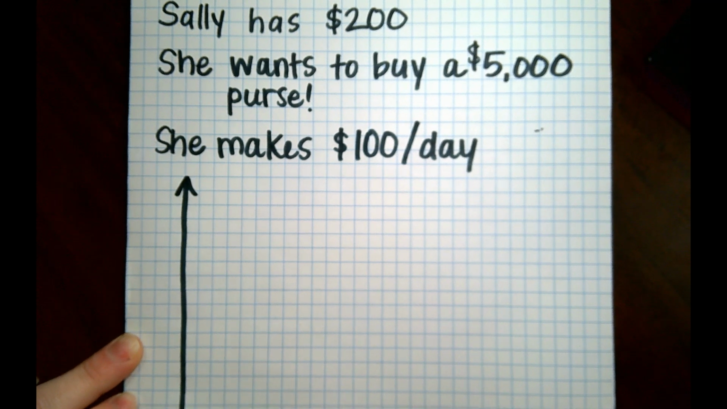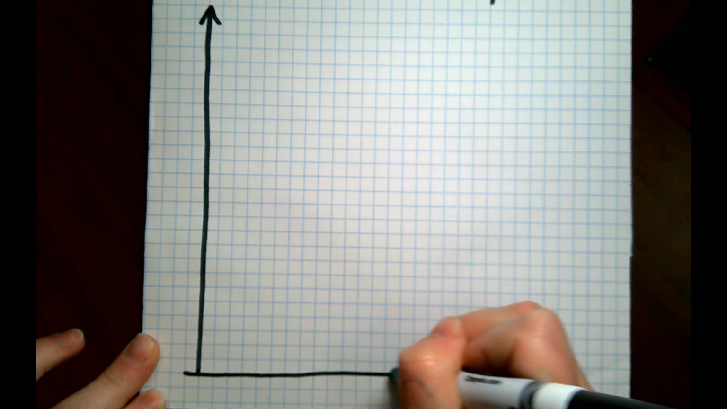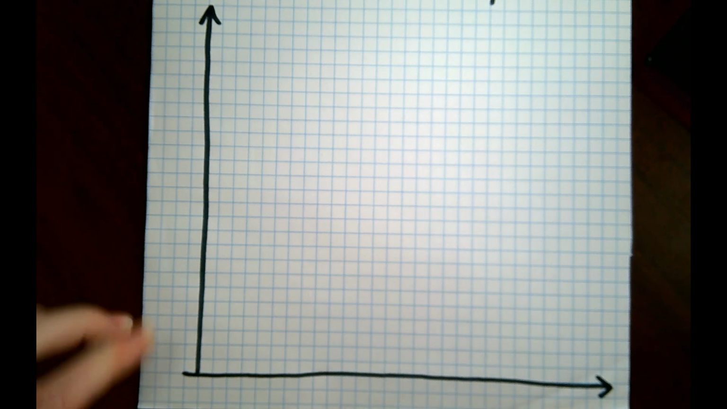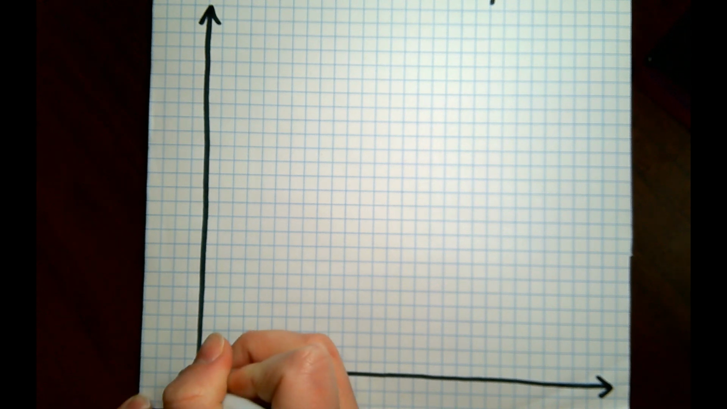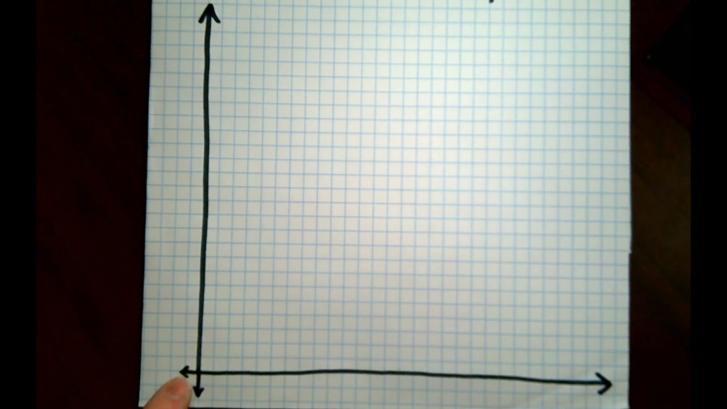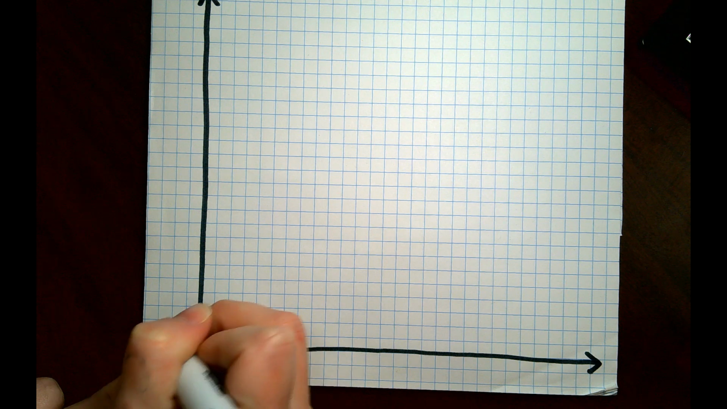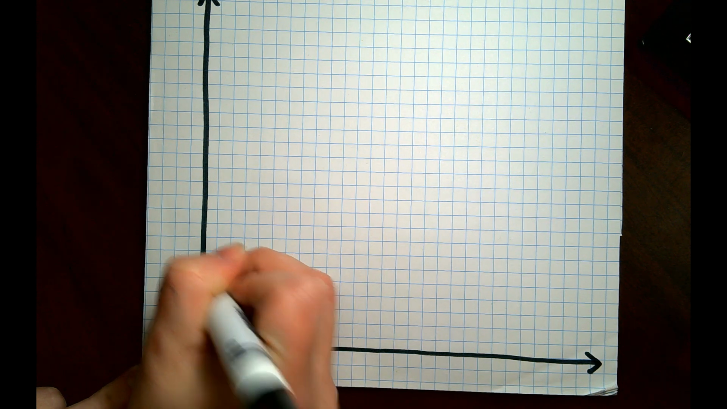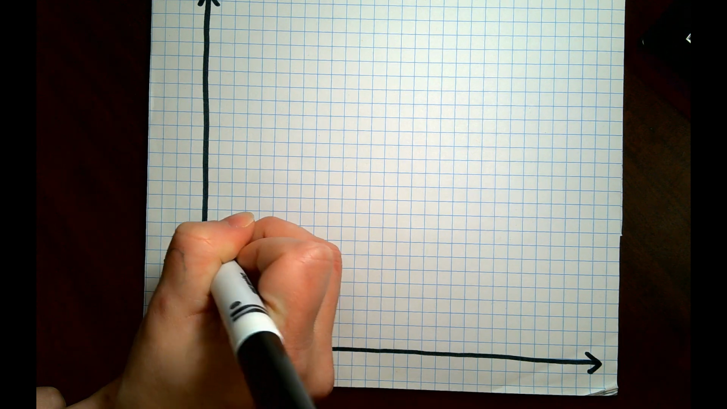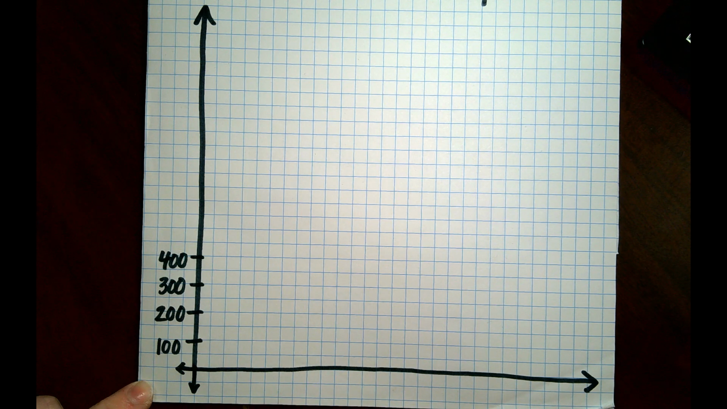And now since we're working with money, and we're going to pretend that she's not going negative or anything, we're only going to work with this part of the graph, not the full 4 quadrants, just this part. Okay, so this is our 0, and she makes 100 a day, so I'm going to go 2 spaces, that's 100, that's 200, 300, 400. I'm not going to have enough space to get us to 5,000.